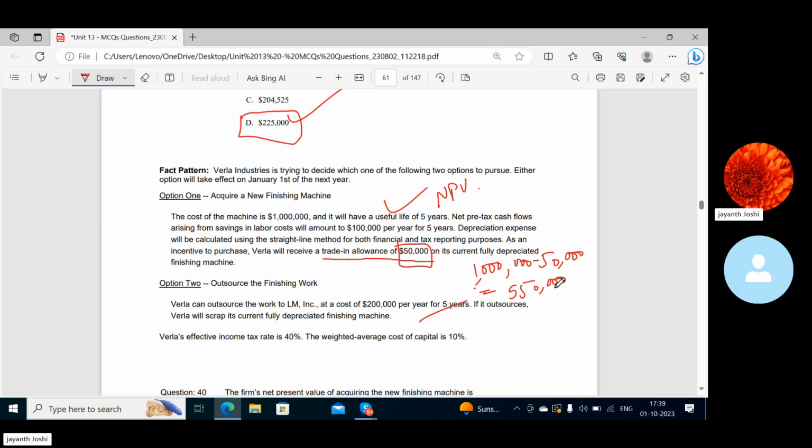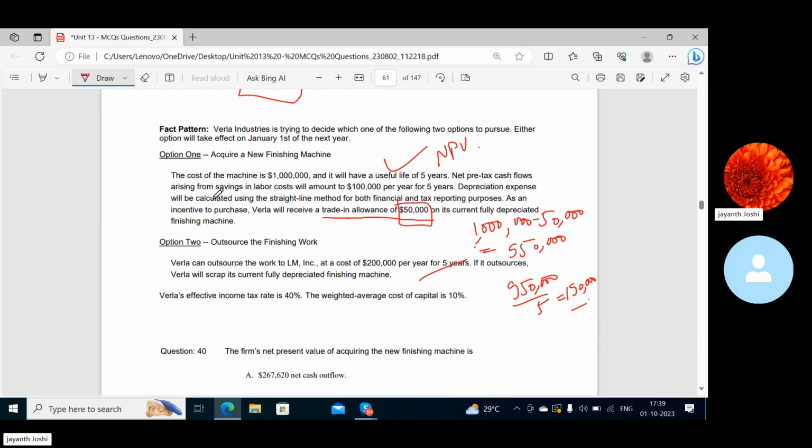This will be depreciated for 5 years, right? So 950,000 by 5 is how much? 1,90,000 every year. Am I right or wrong? Yes. And from the cash, 1 million, we are deducting 50,000. This is the depreciation.